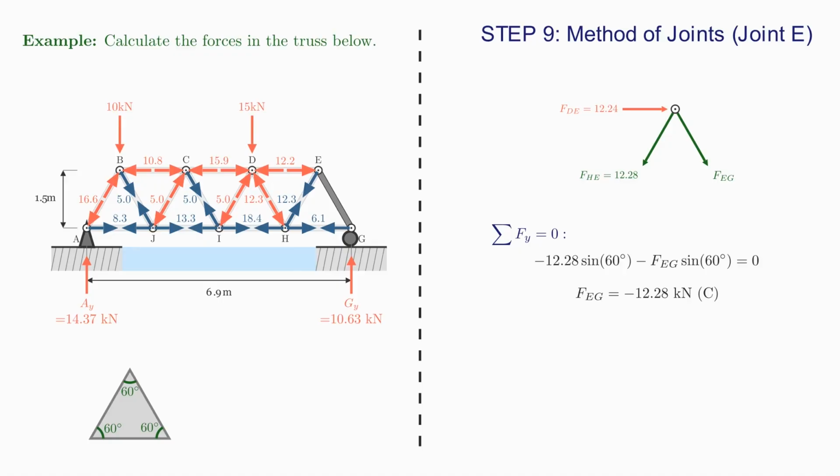And then I can do a quick check as well. So taking the sum of the forces in the x direction, I get 12.24. I have the minus 12.28 cos 60 for FHE, and I have minus FEG cos 60, which is equal to 0. So rearranging and solving, I get that FEG is minus 12.28, which verifies my answer from before.